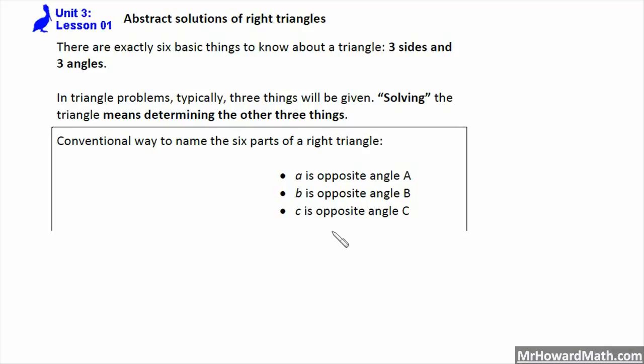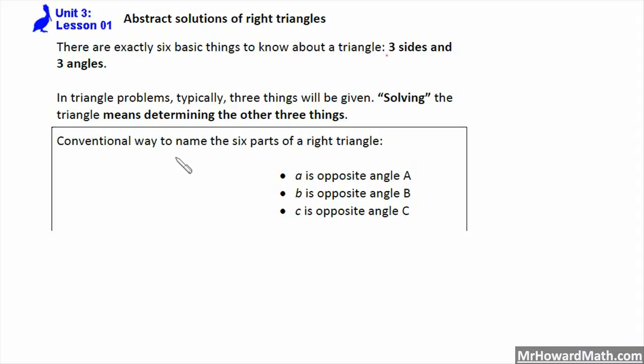In this video we'll be solving right triangles, and there are exactly 6 basic things to know about any triangle. That is the 3 sides and the 3 angles. That's what makes up any triangle. So when we solve it, that means determining the other 3 things. Typically we'll be given some combination of 3 of them, and we need to find the other 3.